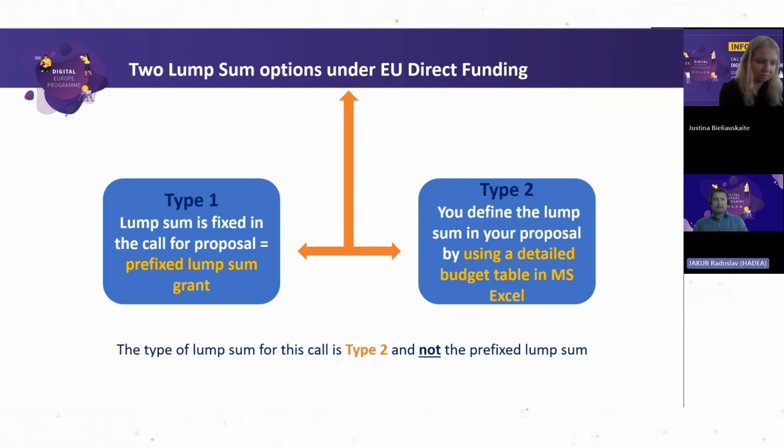Let's go to the type 2 that is relevant for you. It's when you define the lump sum budget in your proposal. And you will do this by using a detailed budget table that is provided in Microsoft Excel with the macros. So please remember, when you will be filling the part B of the proposal, in some sections it will be indicated that this part is not relevant for the prefixed lump sum grant. Don't take this into account because under this call, type 2 is implemented. We can go to the next slide.